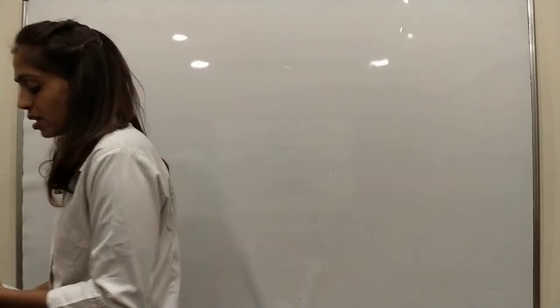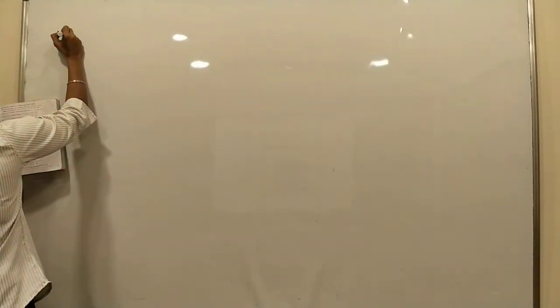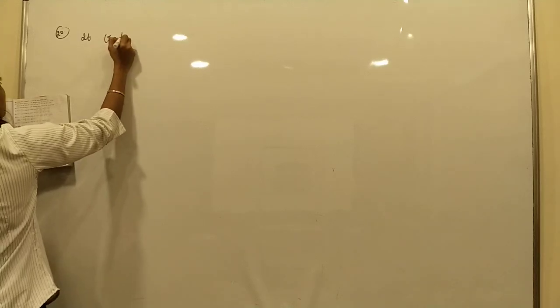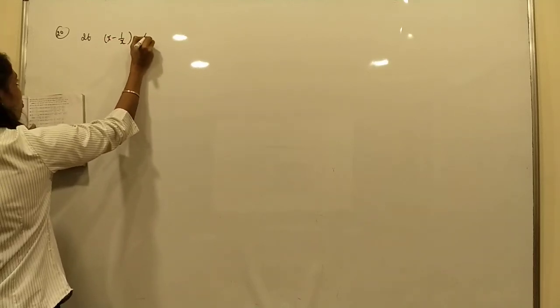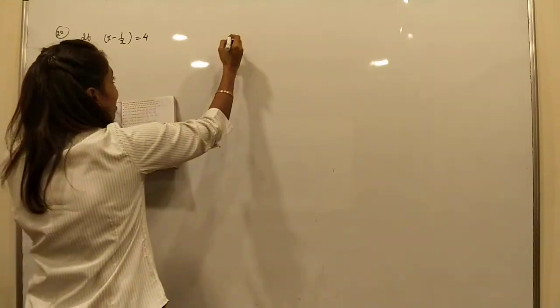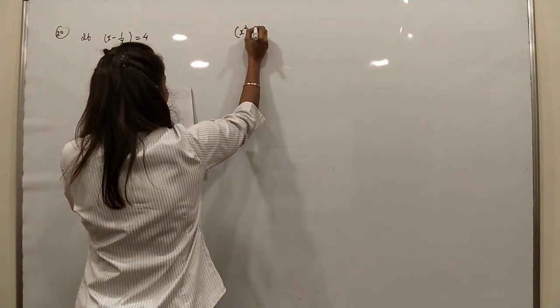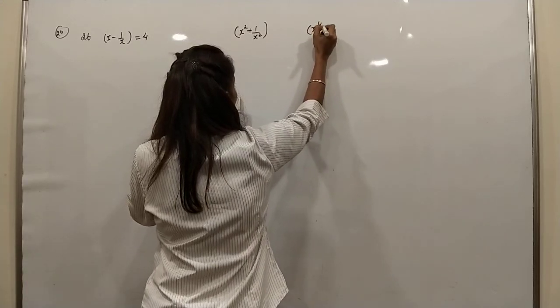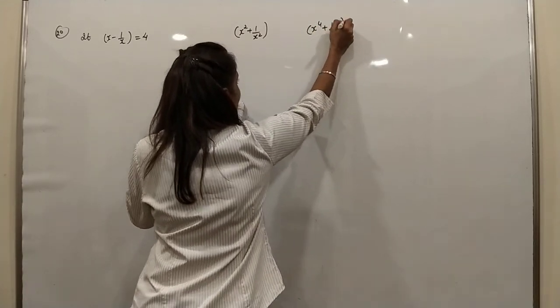Now let's start with exercise number 3A. Question number 20. If x minus 1 upon x equals 4, then you have to find the value of x square plus 1 upon x square and x raised to 4 plus 1 upon x raised to 4.